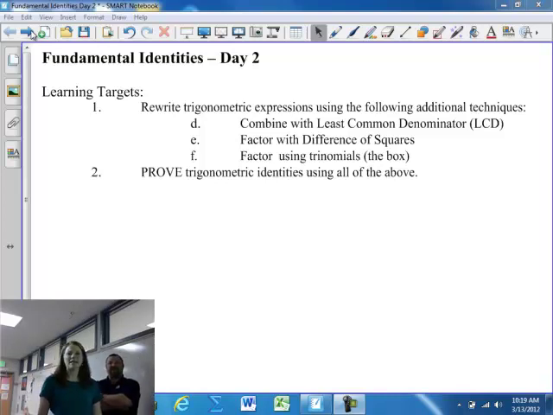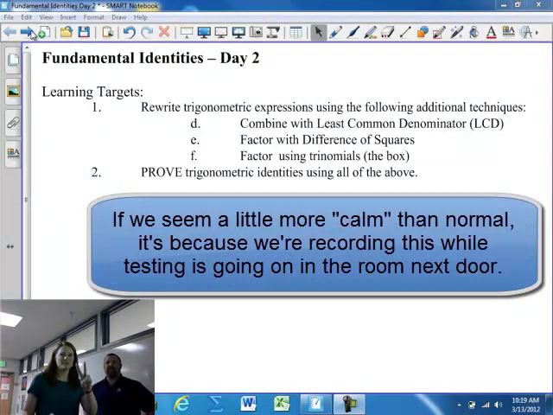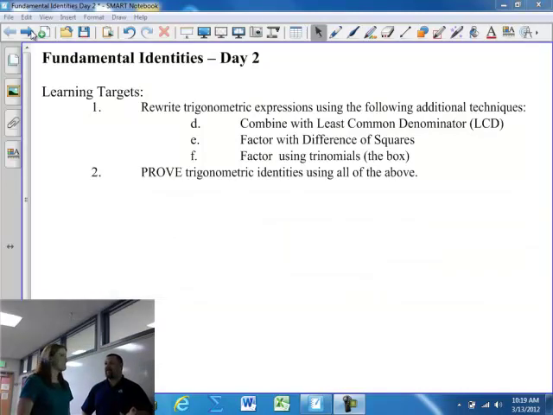We're on Fundamental Identities Day 2. We've got a couple more strategies for you and a little bit more with the proving. But the good news is there are no more new identities. We have all the same ones we had last time. We just have another day to work with them and some other processes and algebraic techniques to attack problems with. We just need to remind you of a couple techniques.